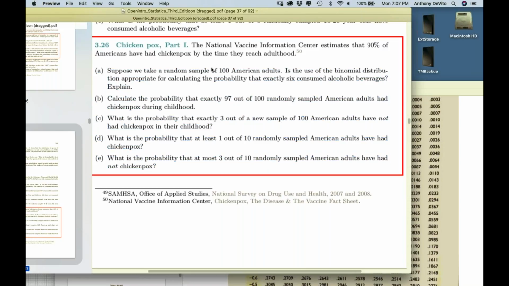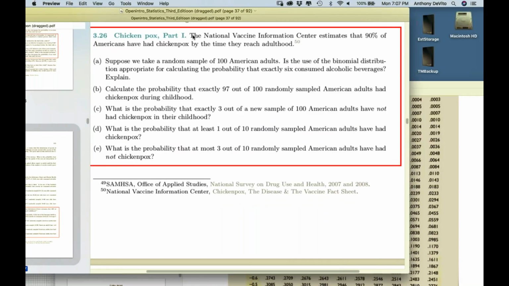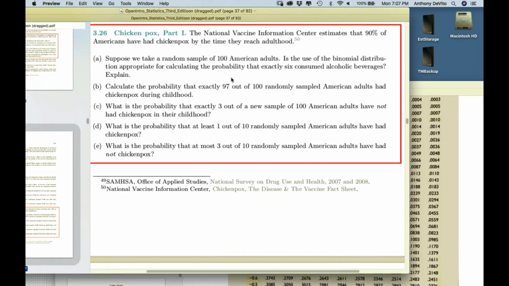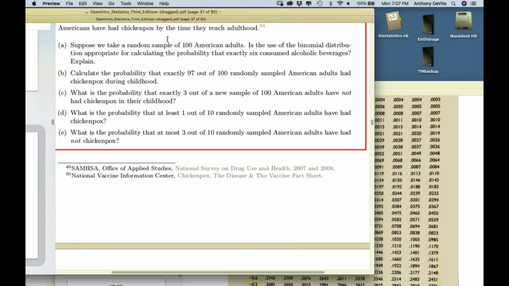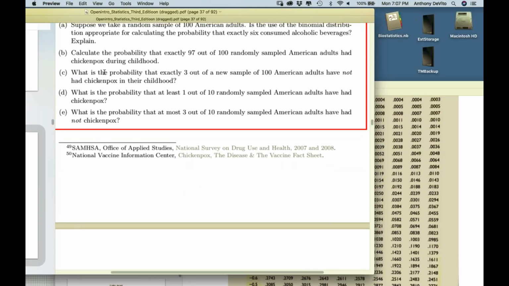Suppose that we take a random sample. Instead of saying that they've had chickenpox, they've either had it or had a vaccine for chickenpox. So suppose we have a random sample of 100 American adults. Is the use of the binomial distribution appropriate for calculating the probability that exactly six consumed alcoholic beverages? Well, no, because that has nothing to do with this problem, correct? So we're not going to look at that one. I don't know what happened there. Let's take a look at the next one.